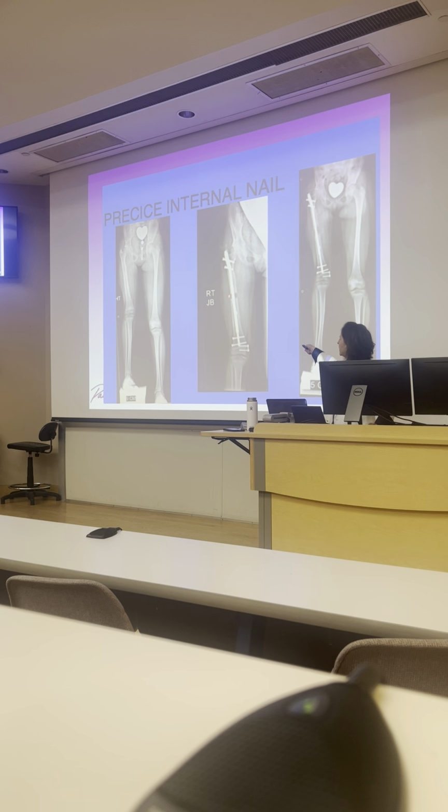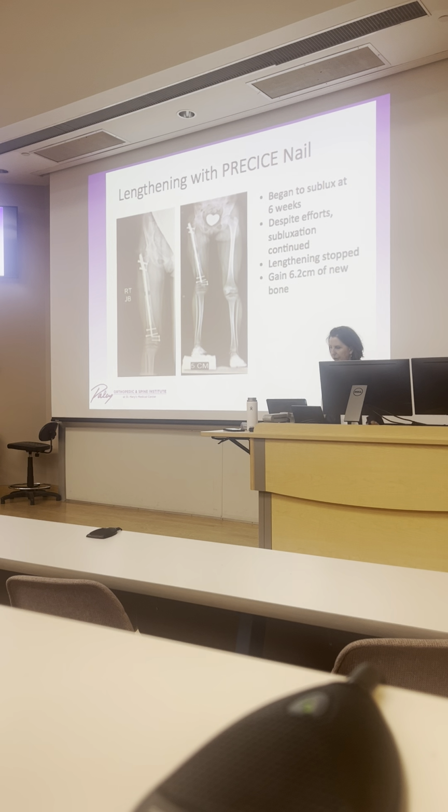So the Precise nail is this, with the 2 screws for stabilization above and below. And then there's your osteotomy, and it's getting bigger because she's lengthening. Okay, so at 6 weeks, she began to sublux her hip. Despite all the measures and despite getting daily therapy, her adductors became very, very tight, and she began to become uncovered. See the difference from here to here.